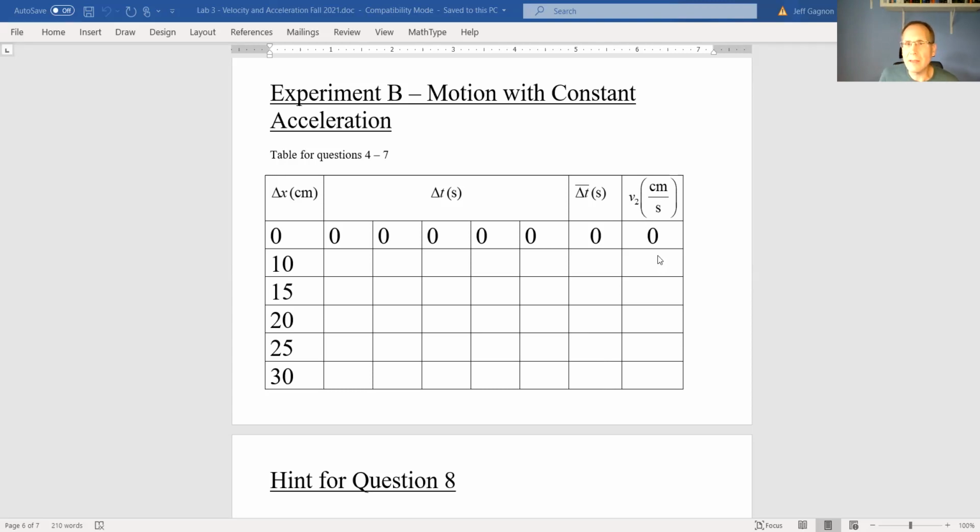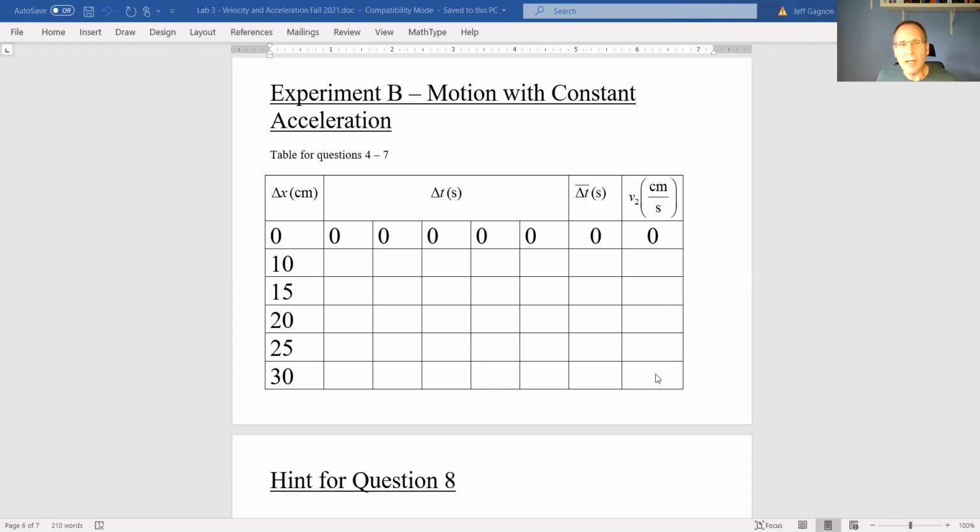To calculate this last column, you have to find delta x divided by delta t, just like before, but then you multiply by 2. Remember, it's 2 times delta x divided by delta t, then 2 times 15 divided by this average time, then 2 times 20 divided by this average time, and so on. That'll give you the final velocity of the cart as the end of the flag passes the photo gate.